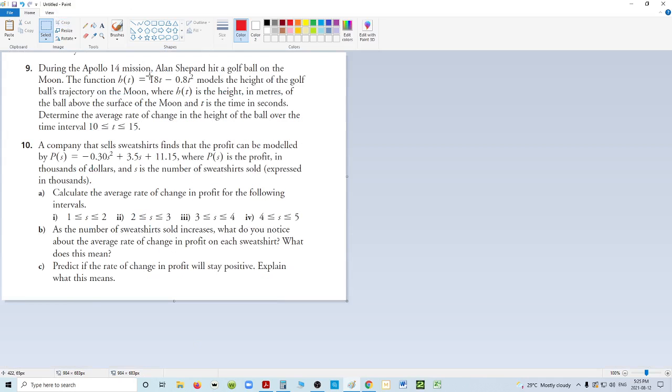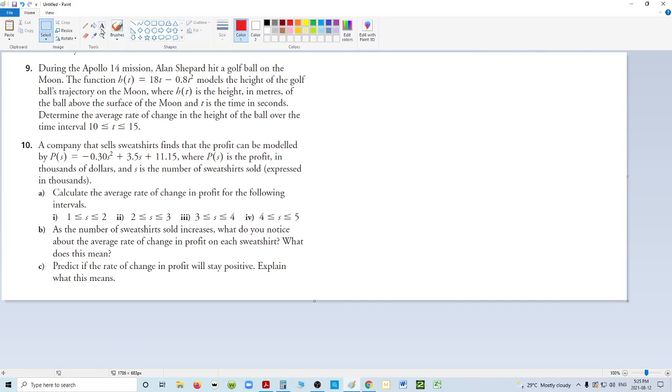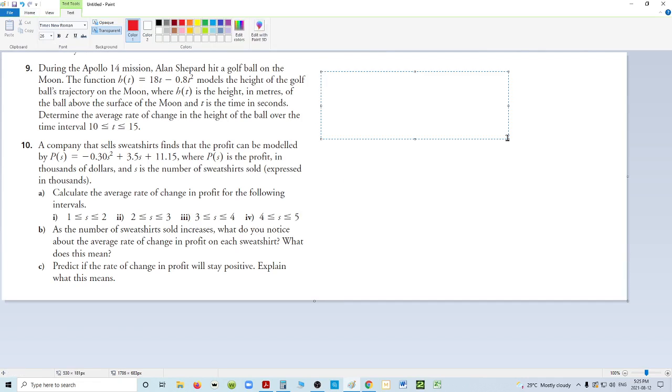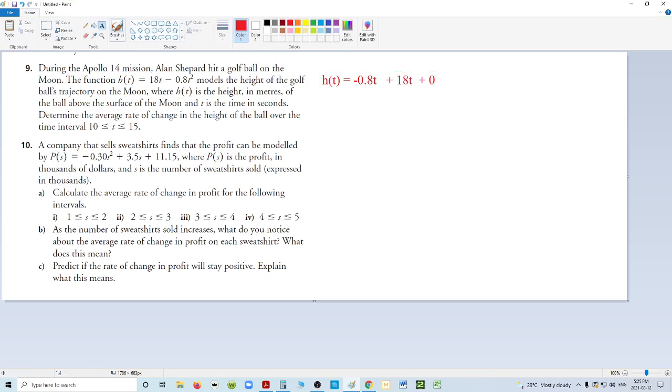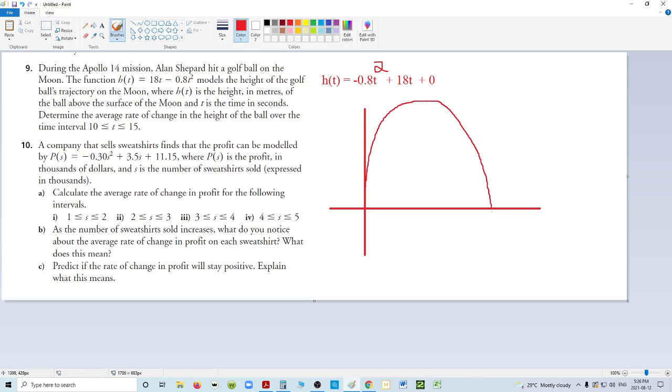So he hit a golf ball, and it'd be easy to misinterpret this graph. This is actually a downward facing parabola because the height of the golf ball based on t should be written as this, minus 0.8t squared, which tells you it's a downward facing parabola, plus 18t. And then there's plus 0. So don't forget your squared right here. So this is the y-intercept. So that tells me that we're looking at something like this. It goes up and up and up, and then down and down and down.